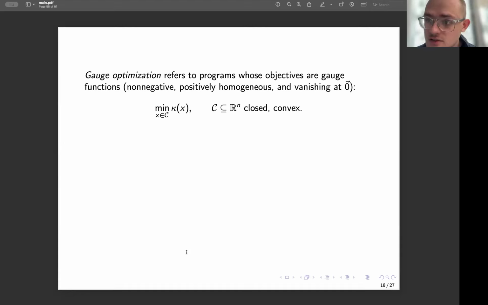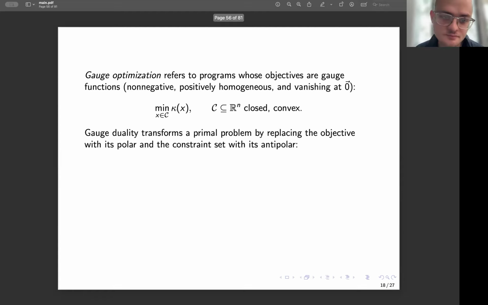So gauge optimization, generally speaking, refers to programs whose objectives are gauge functions. And these specifically are non-negative functions that are positively homogeneous and that vanish at the origin. They include, for example, minimum norm problems, right? And in general, we are interested in these programs where the feasibility region is some closed convex region of Rn.